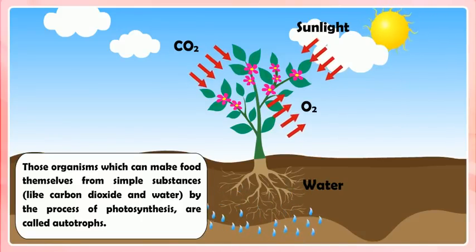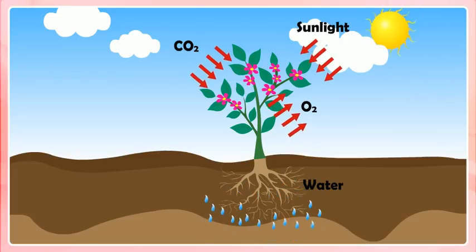Autotroph. Those organisms which can make food themselves from simple substances like carbon dioxide and water by the process of photosynthesis are called autotrophs, and their mode of nutrition is called autotrophic.